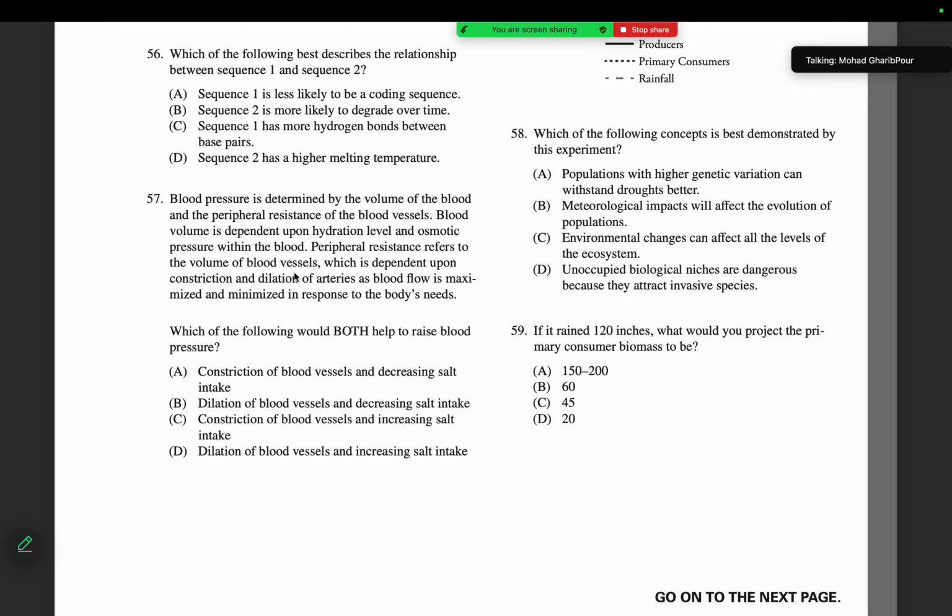So how do we increase osmotic pressure? We need to increase the salt inside the blood vessels, because if we have an increased solute concentration, then that means we're going to pull water into the blood vessels. So it should be C. Does that make sense?